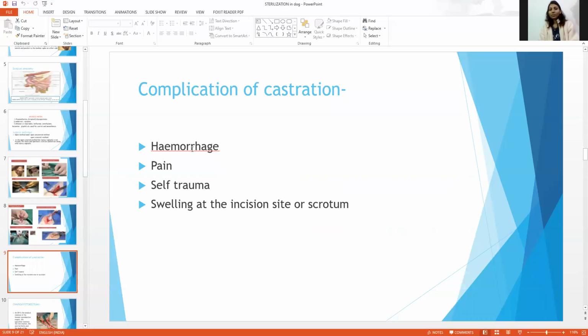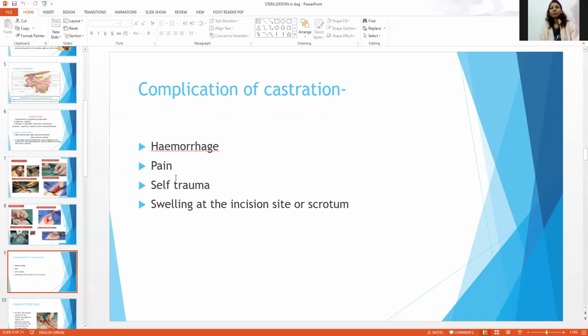Complications are very important. Sometimes hemorrhage will be seen. So if you ligate the pampiniform plexus and all this blood supply, then the chances of hemorrhage will be less. The next one is pain.